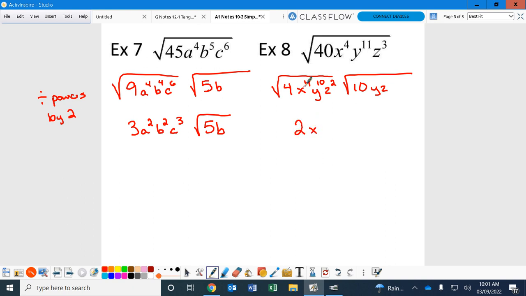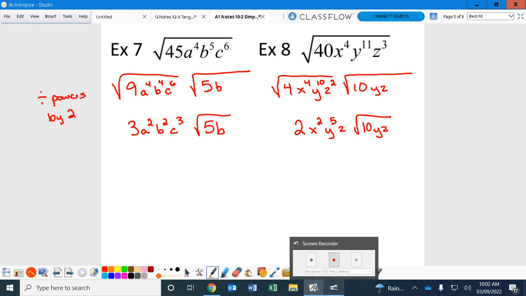x, when you divide the power, would put it at x to the 2nd. y, when you divide the power, would put it at y to the 5th. z, when you divide the power, would put it at z to the 1st, but we just write z. And then you just write the square root of 10yz on the other side. Don't change anything about it. Leave it alone.